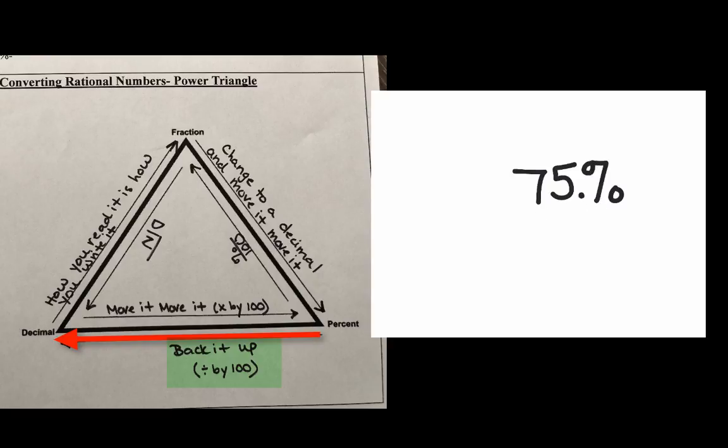So I'm going to back it up, back it up. Divide by 10, divide by 100. So now my decimal point would be right there, and my percent symbol comes off, so the equivalent decimal would be 75 hundredths. At this point, you should have your power triangle all filled in. And we're going to work with some more examples of converting rational numbers. This power triangle is going to be a really helpful tool, though, to help us do that until we're comfortable with it.